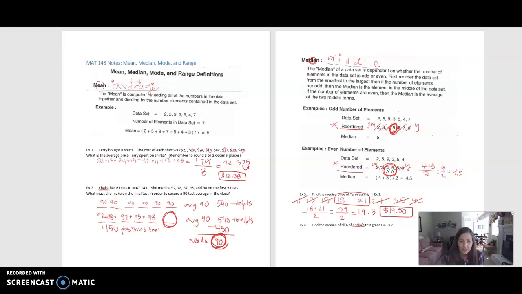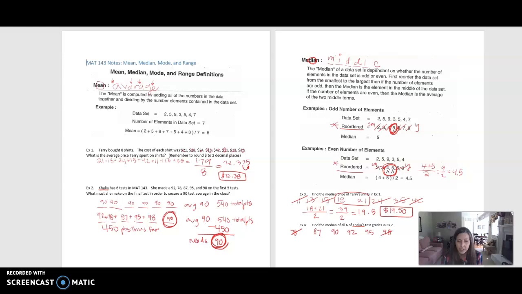Example 4, find the median of Kalia's test. All of her tests, all 6 of them. So that includes that 90 that she made on that very last test. All right, let's see. The lowest she made was a 78, so that comes first. And then she made an 87. And then she made a 90, then a 92, and a 95, and a 98. Once again, we have an even set of data, so we're going to have to average those middle two.